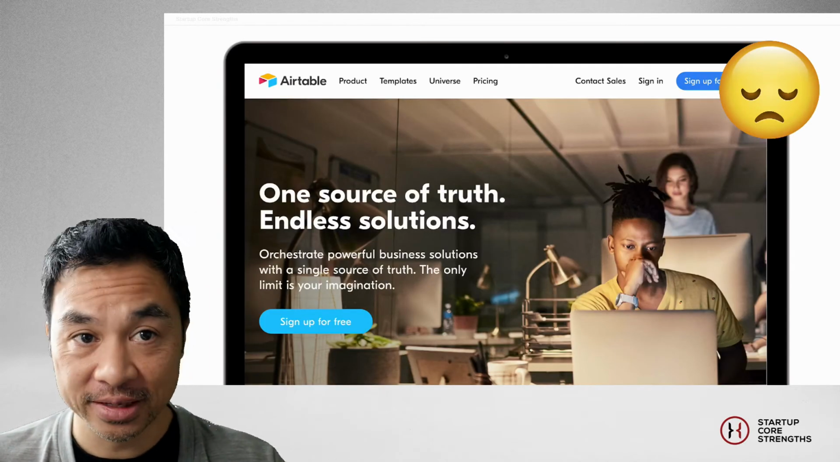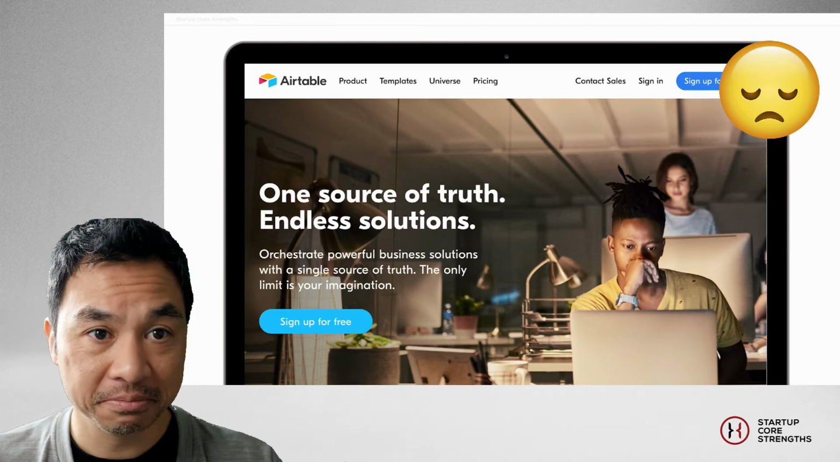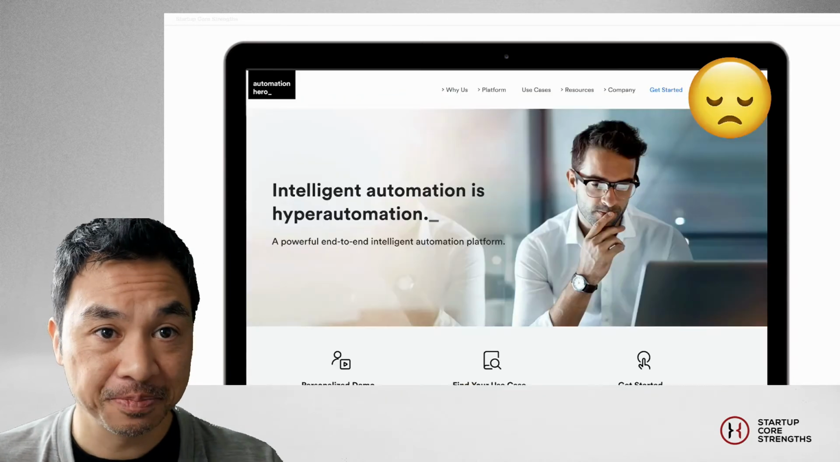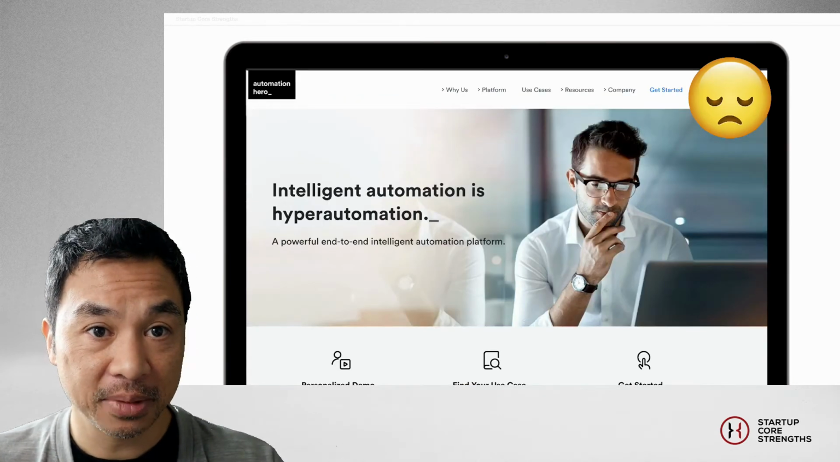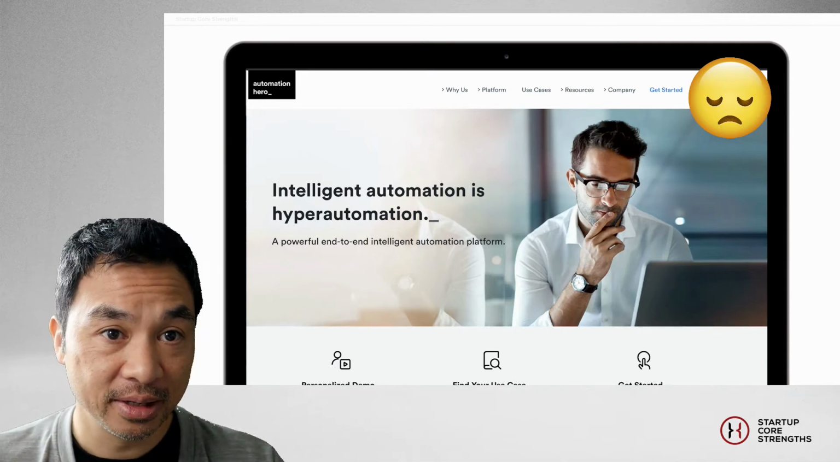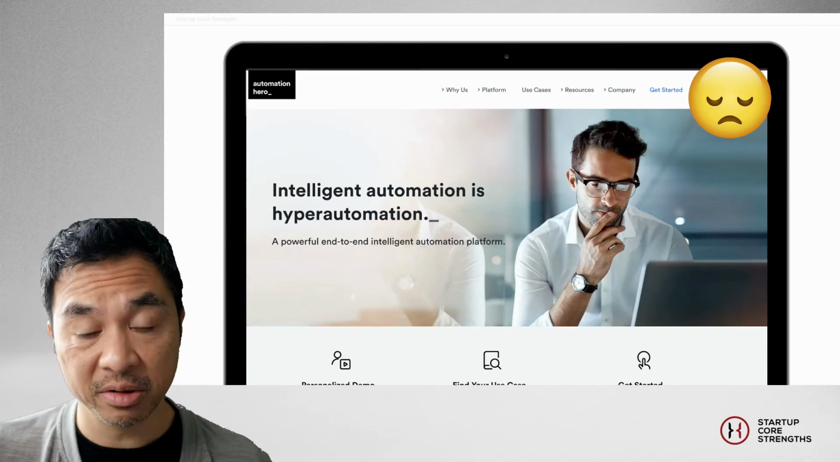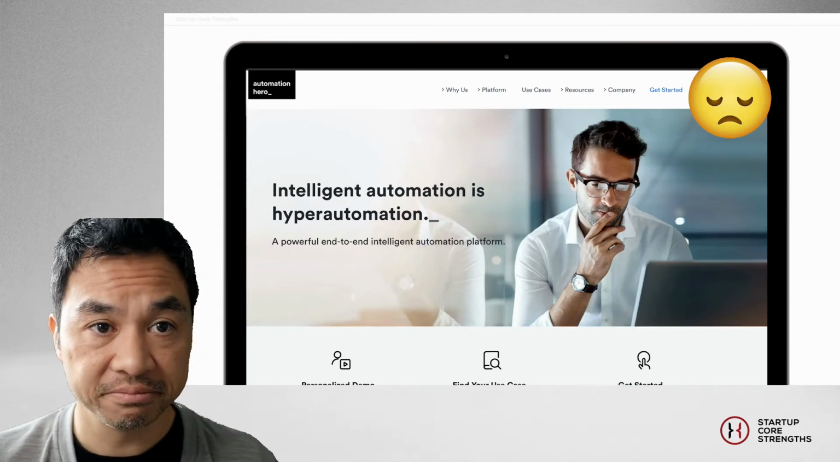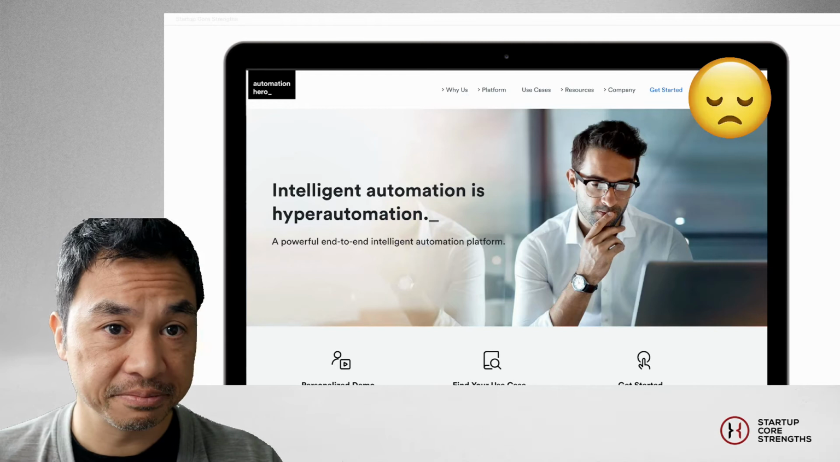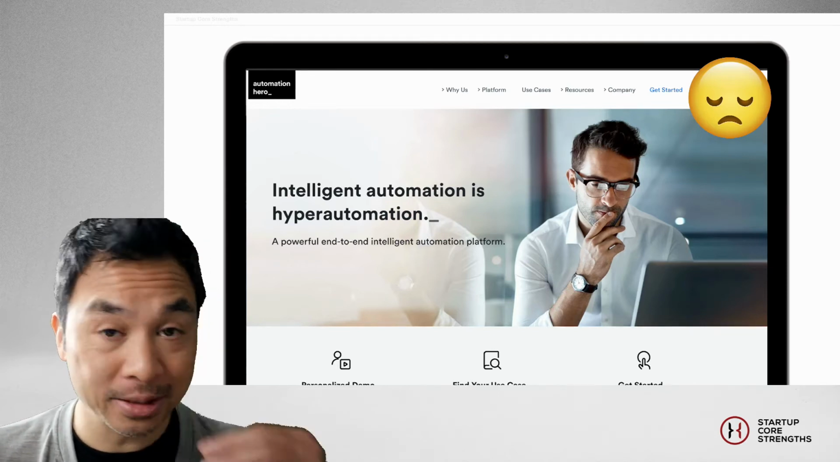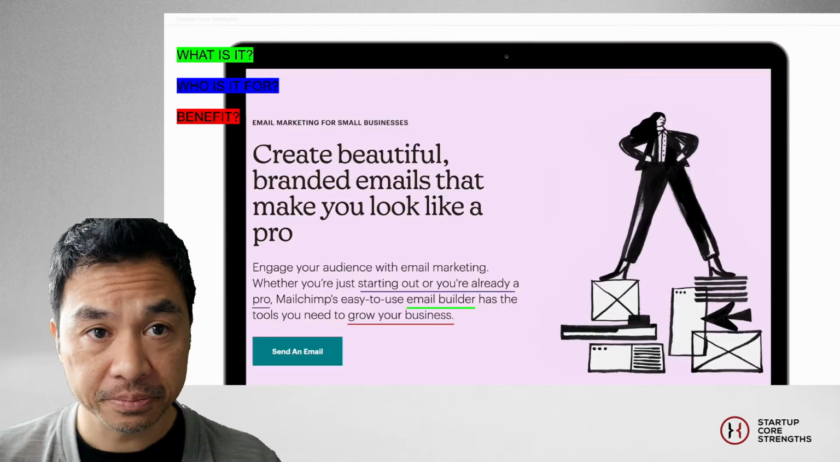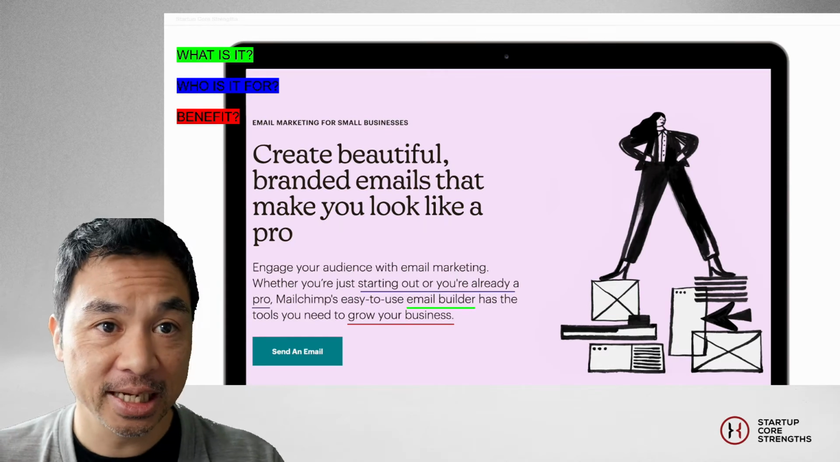Again, that's from our friends at Airtable. Not sure, again, what it is. Let's take a look at, again, Automation Hero, a powerful end-to-end intelligent automation platform. So what is it? Okay, they answer the question, automation platform. Who's it for? Don't know. What's the benefit? Some sort of automation, I guess. Pretty terrible. All right, let's take a look at MailChimp.